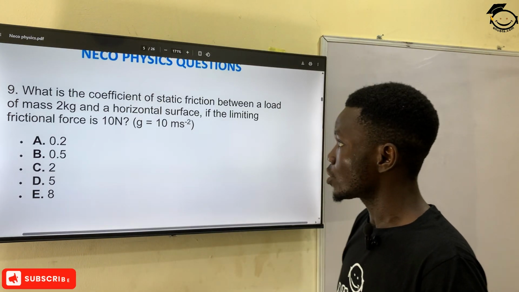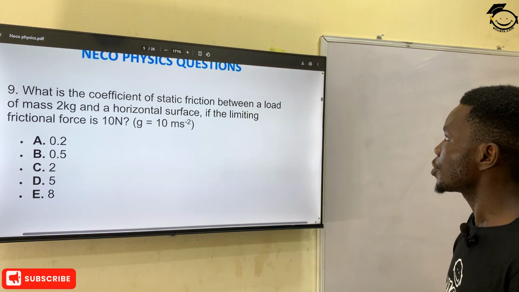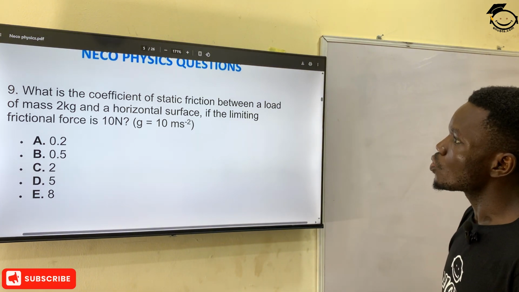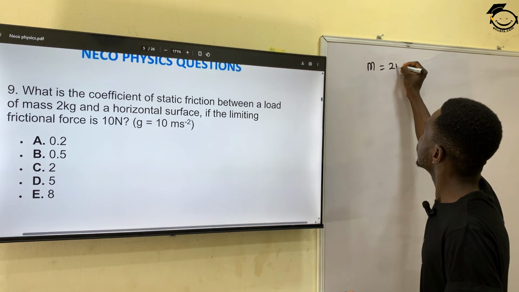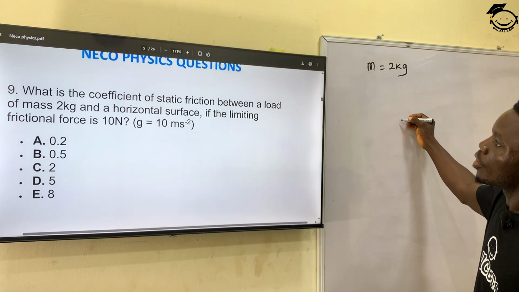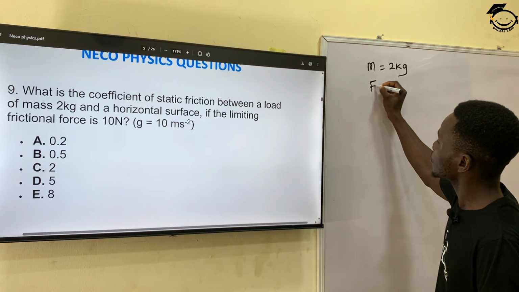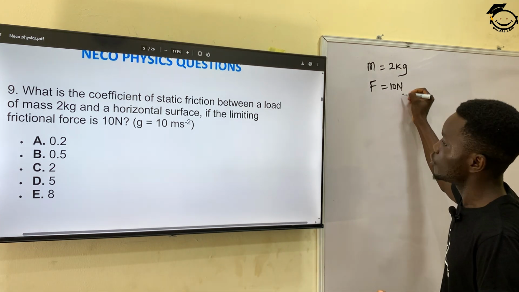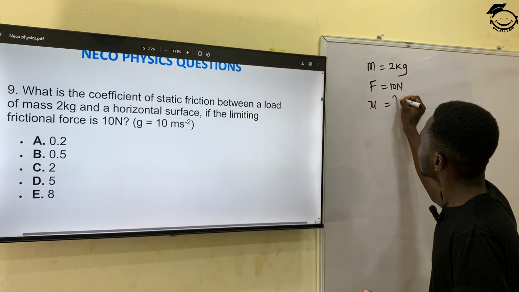And that takes us to question number 9. Question number 9 says, what is the coefficient of static friction between a load of mass, so we are given the mass here as 2 kilograms, and a horizontal surface, if the limiting frictional force is, so our frictional force here is 10 Newton, and we're looking for the coefficient of friction, which is unknown.